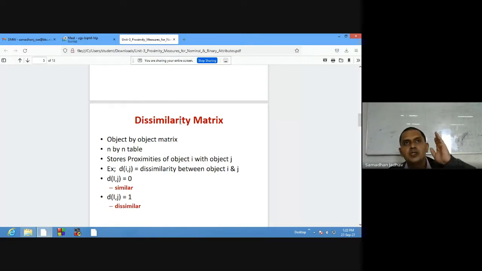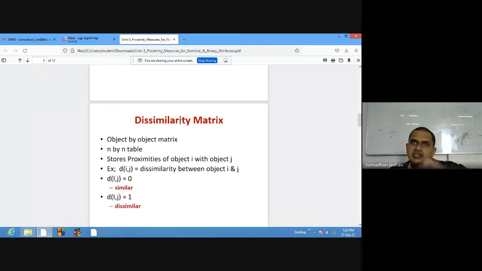So if the rows have employees or customers and the columns also have customers, what will come at their intersection? It's a value belonging to customer i and customer j, right? So what is that value? It's a dissimilarity value or a similarity value. So if the matrix represents dissimilarity values, that matrix is called a dissimilarity matrix. And what do the values in the cells indicate? The dissimilarity of object i with object j.